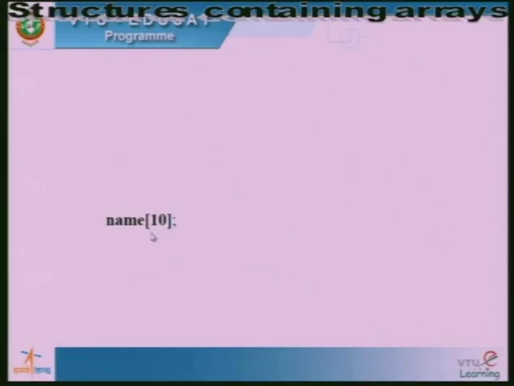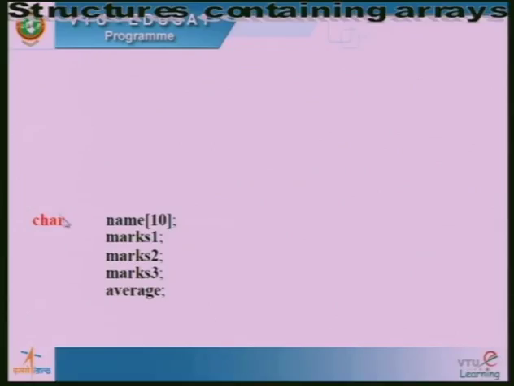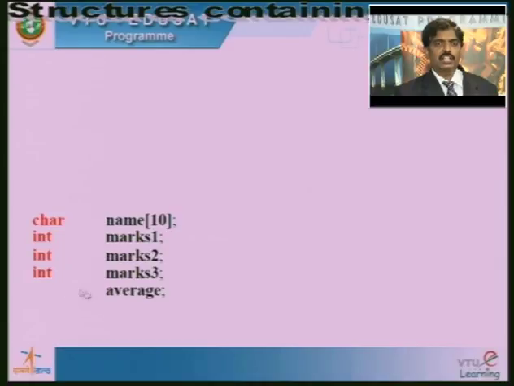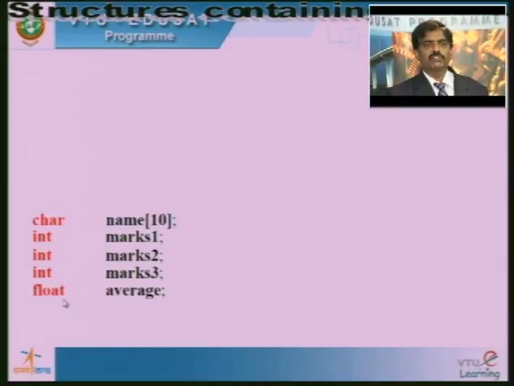Briefly, I'll explain. So, name is an array of 10 characters. Then we have marks 1, marks 2, marks 3. I want to store marks of 3 subjects, and then I want to store average marks also. So, name is an array of characters, so I use the keyword char. Marks 1, marks 2, marks 3 should be of type integer, so I write int. Average is of type float.